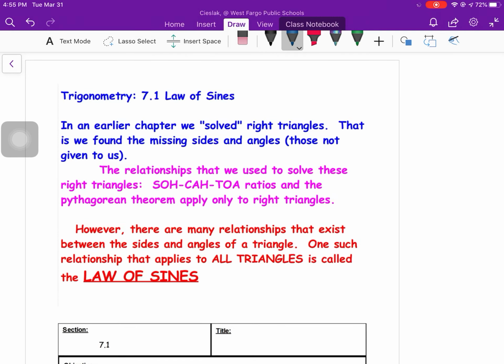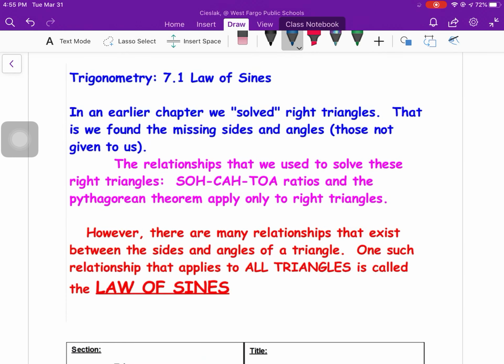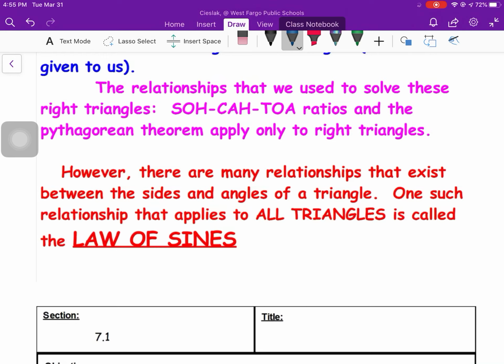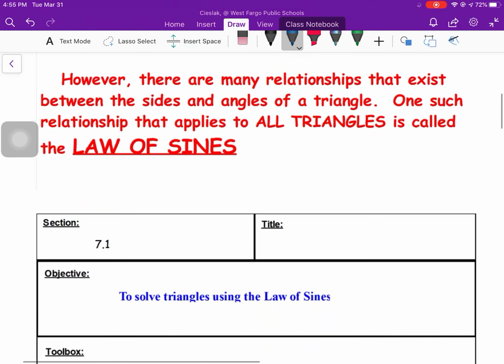Alrighty, ladies and gentlemen, hello and welcome to the first section of Chapter 7, which is on triangles. 99.9% of what we deal with in this chapter is going to be non-right triangles. So everything we've learned up to this point has held true for right triangles, where we could use the SOHCAHTOA trig ratios. In this chapter we're going to talk about how we can find angle measures and side lengths when they are not right triangles.